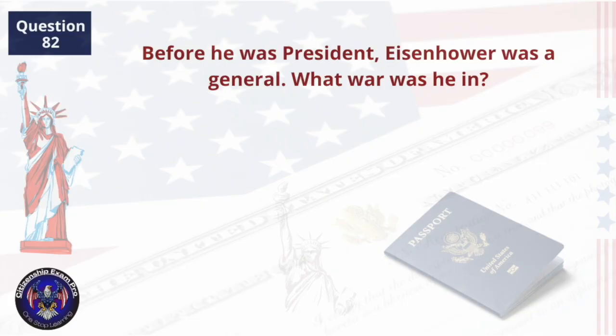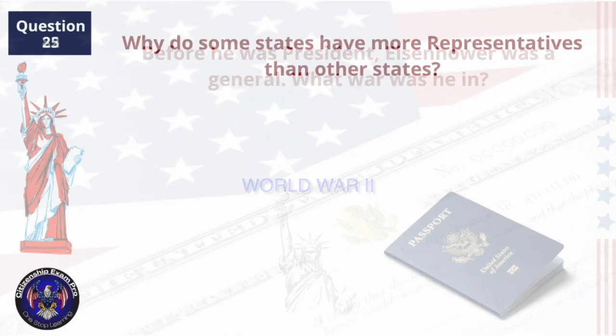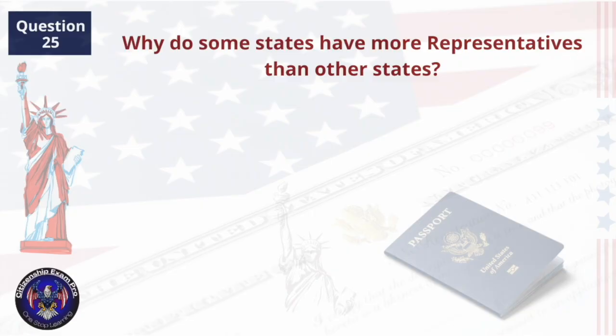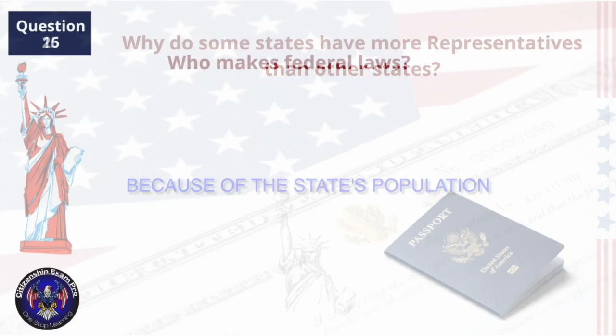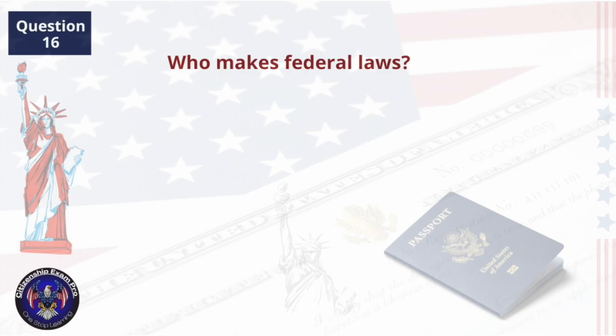Before he was president, Eisenhower was a general. What war was he in? World War II. Why do some states have more representatives than other states? Because of the state's population. Who makes federal laws? Congress.